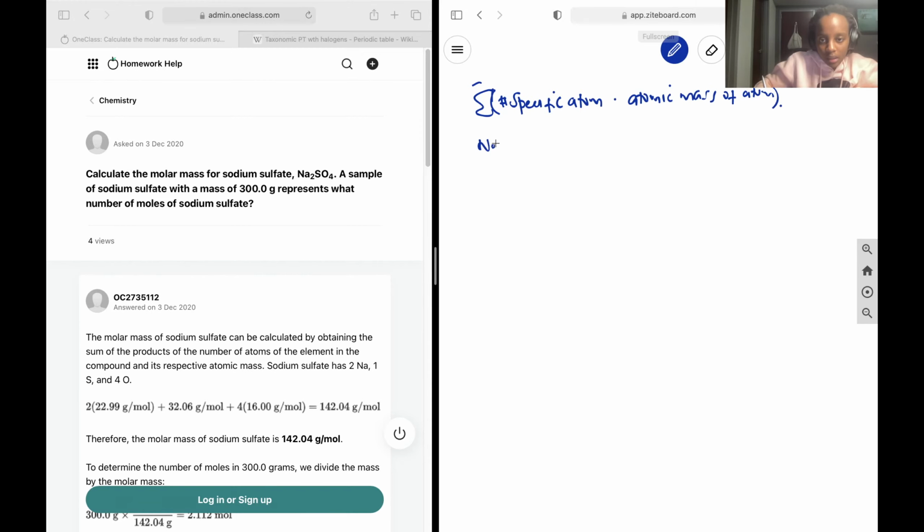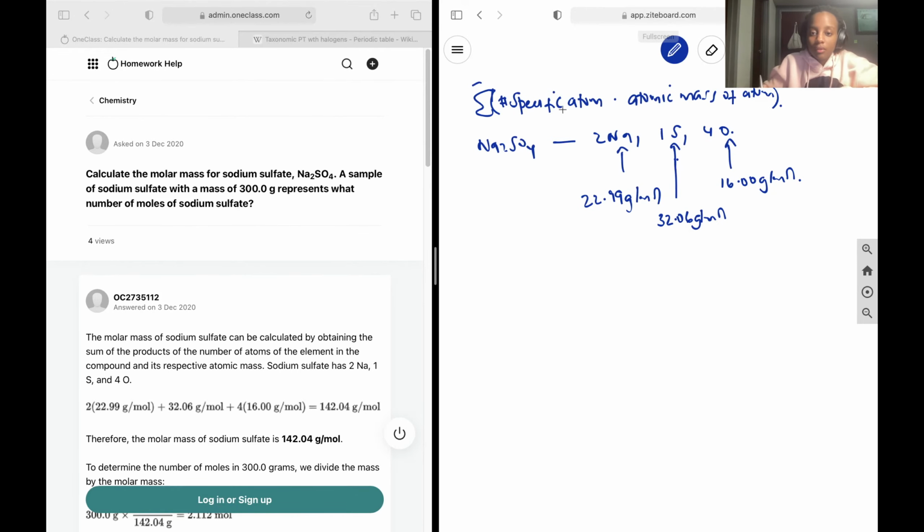So if we look at Na2SO4, we have 2 sodium, 1 sulfur, and 4 oxygen, and we need to look at the atomic mass of each. So for sodium, we have 22.99 grams per mole. For sulfur, we have 32.06 grams per mole. And lastly, for oxygen, we have 16.00 grams per mole.